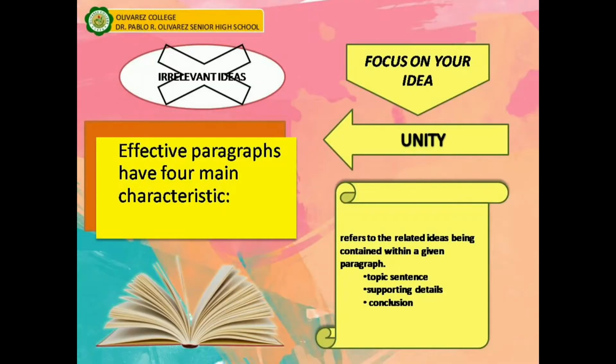Let's talk about unity first. Unity refers to the related ideas being contained within a given paragraph. It begins with a topic sentence, followed by supporting details, and ends with a conclusion. To achieve unity in a paragraph, a writer should focus on their idea and exclude irrelevant ideas.